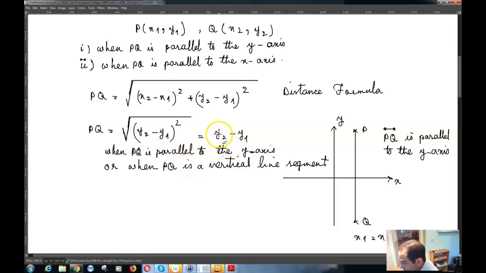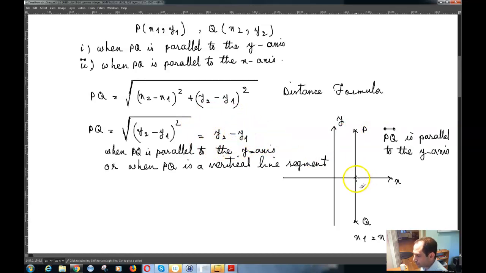Now, when PQ is a vertical line segment, that makes sense because, of course, the difference of your x's is 0. Suppose that you have these two points at the same x. Of course, the distance between these two points is going to be x2 minus x1.